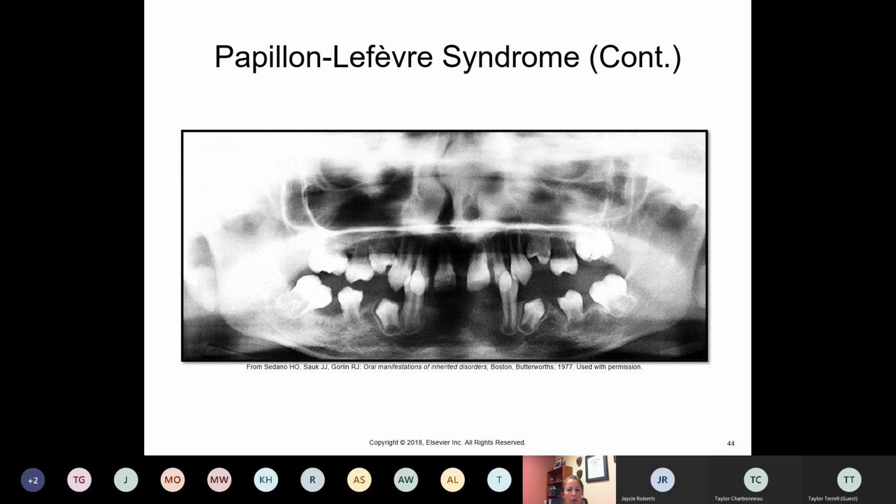This is a pano of a kid with this condition. You can see how all the primary teeth were gone. We see a few maybe lingering, but the permanent teeth are trying to erupt, but they're gone before they're even fully erupted.